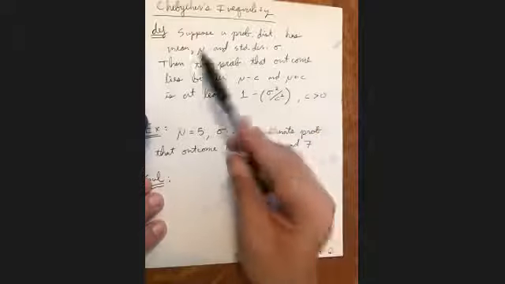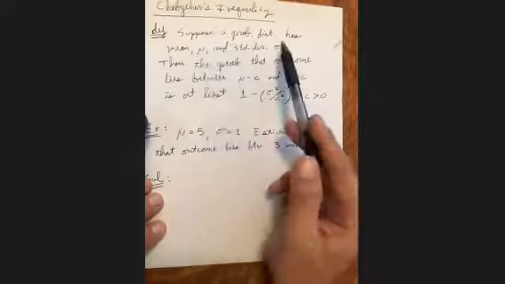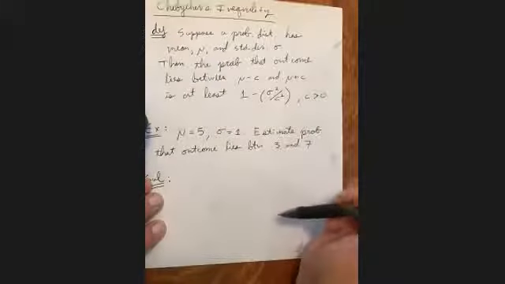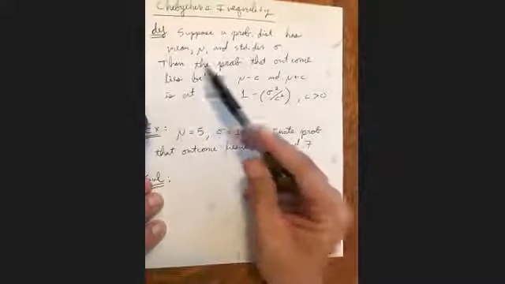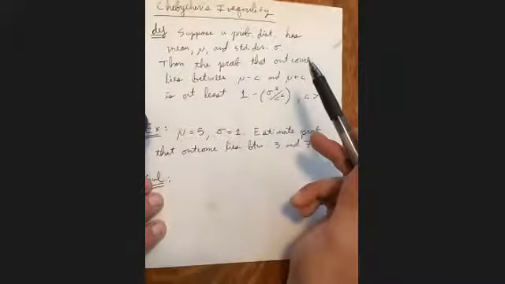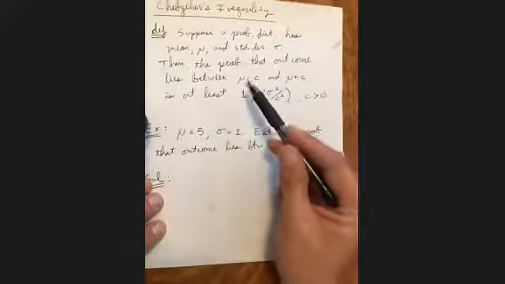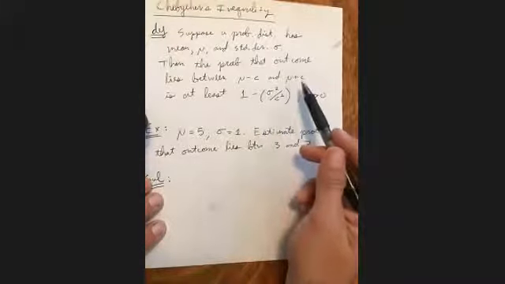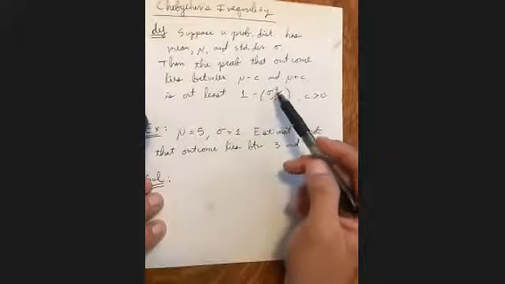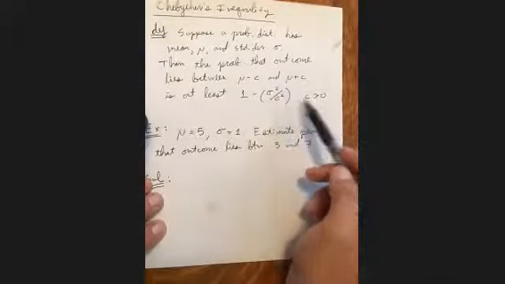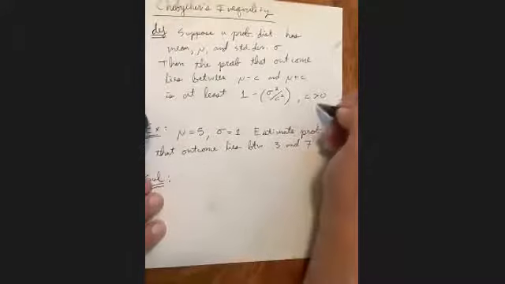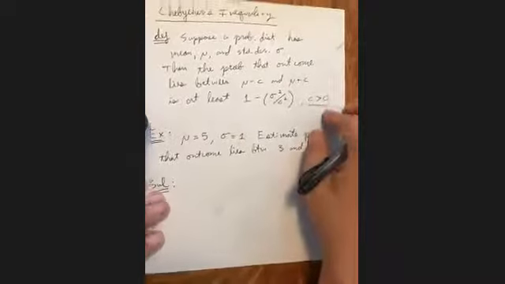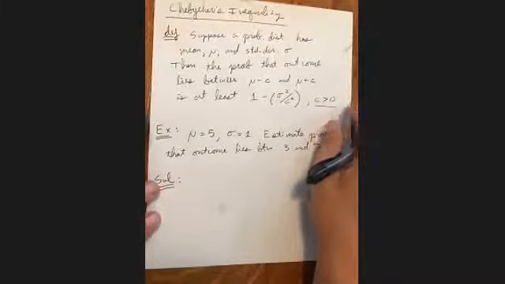Okay, so suppose we have a probability distribution that has a given mean mu and a given standard deviation sigma. Then the probability that a certain random outcome will fall between the values mean minus some number c and mean plus some number c is at least 1 minus sigma squared over c squared, where again, c is some positive number. Okay, so it doesn't really seem very useful, but here's the idea.